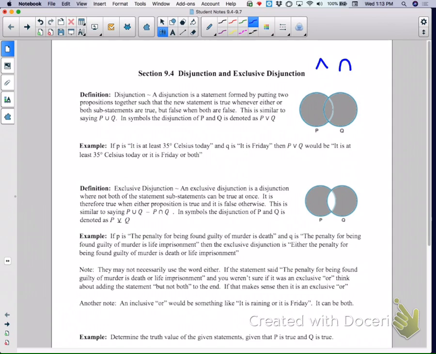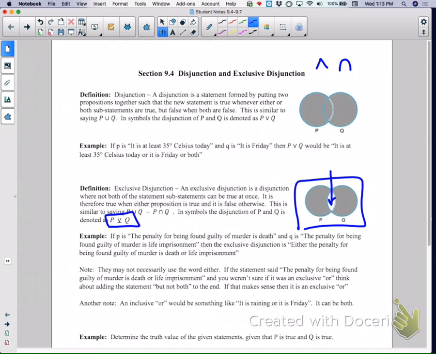So if you have an exclusive disjunction, an exclusive disjunction is a disjunction where not both of the substatements can be true at once. So it's going to be true when either proposition is true, or it is false otherwise. So this would be like saying P union Q minus P intersection Q. So essentially in this case it's not both. So looking at the Venn diagram here, it's P or Q, but notice the or both part is not included in that. And that symbol has that same V, but it has an extra line underneath it that makes it an exclusive disjunction.